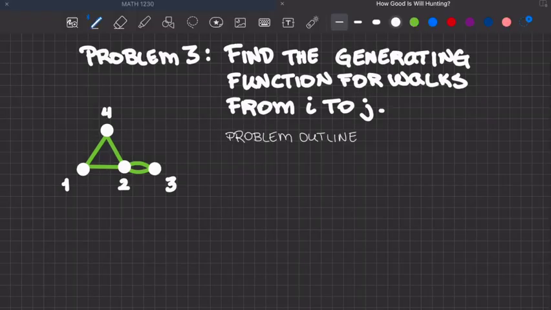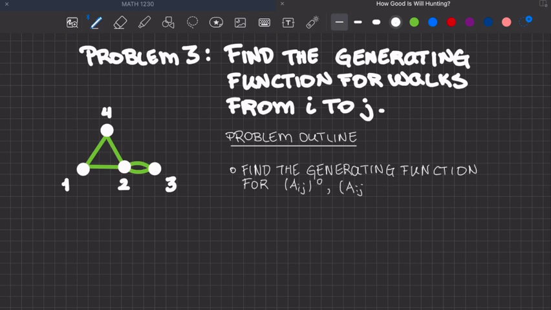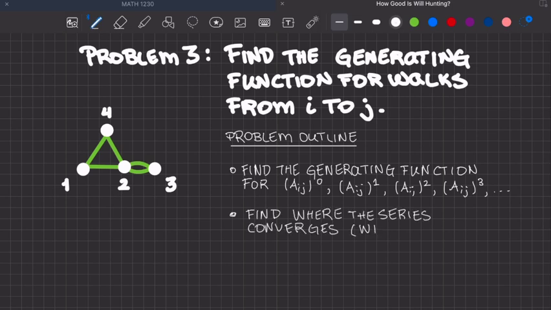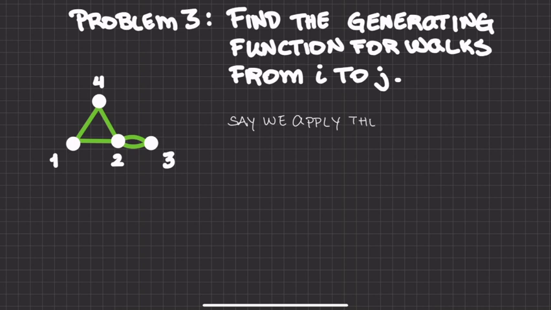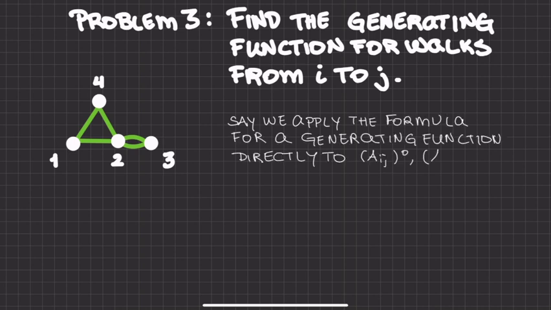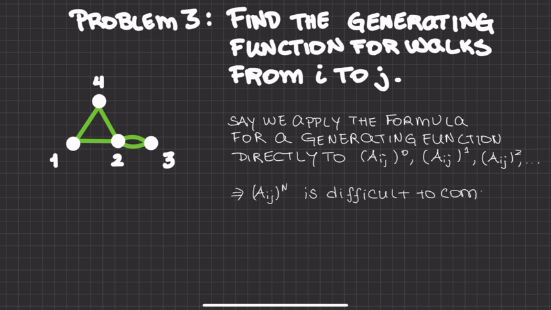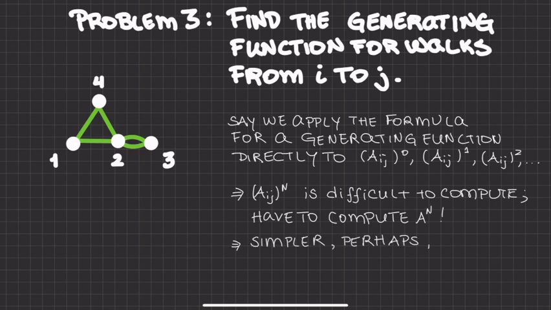To summarize how we will solve this problem, first we will find our generating function in terms of our walks from I to j. Next, we will find the value to which this function converges in order to find a simpler expression for our generating function. Intuitively, it seems like we would want to apply the formula for our generating function to the ijth entry of our term A to the n. However, as noted earlier, it is quite difficult to compute A to the n in order to find this entry. It is important to note that computing A to the n is involved in each step of this process.